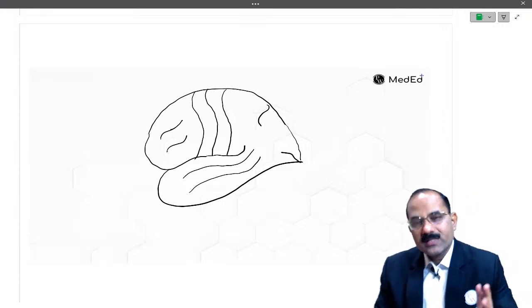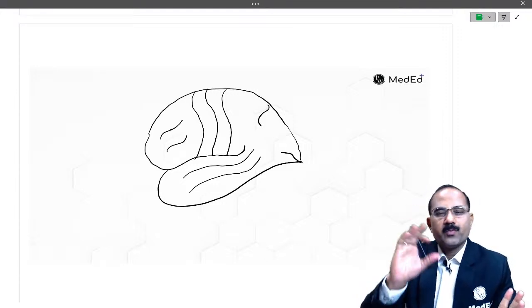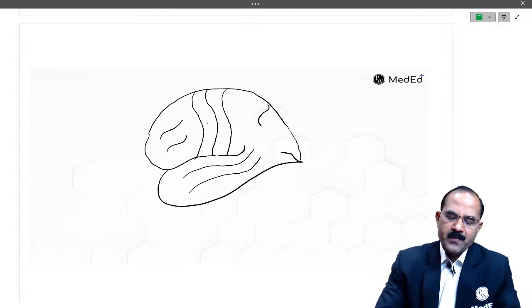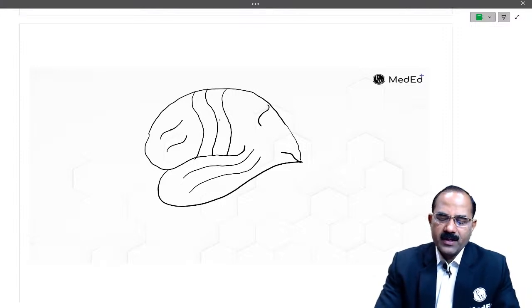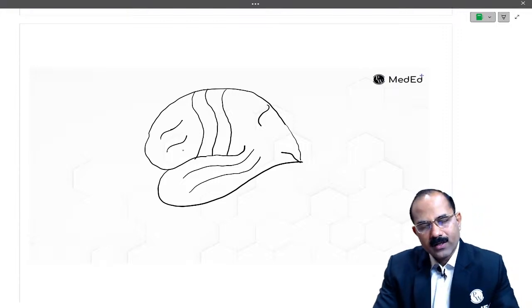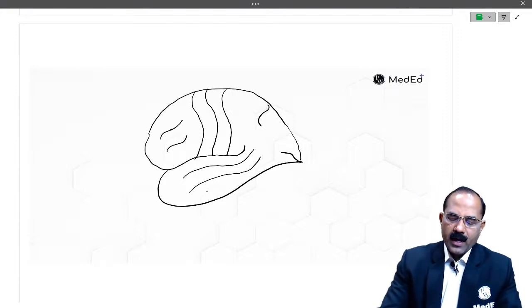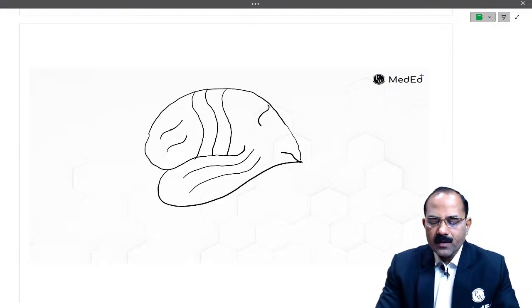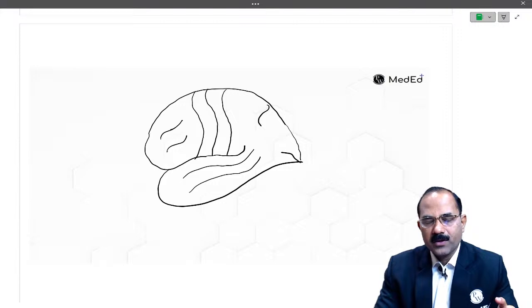So these are the various sulci that you have to draw on the supralateral surface. You have to write about the sulci. Then you have to write about the gyrus. What is this gyrus? That's a precentral gyrus. That's a postcentral gyrus. That's a superior, middle and inferior frontal gyrus. Superior, middle and inferior temporal gyrus. Right? So this is what is expected.